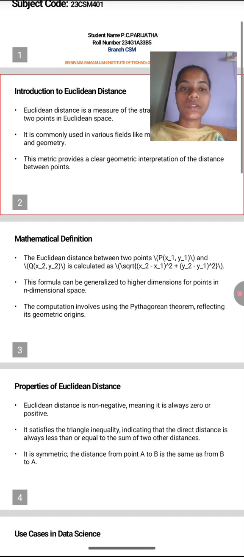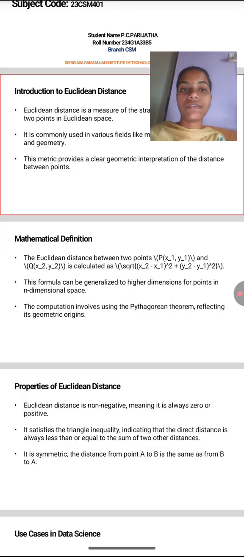So, when it comes to the next slide, the mathematical definition of the Euclidean distance. The Euclidean distance between two points, P which is x1 comma y1, and another point Q which is x2 comma y2, is calculated as d equal to the square root of (x2 minus x1) whole square plus (y2 minus y1) whole square.